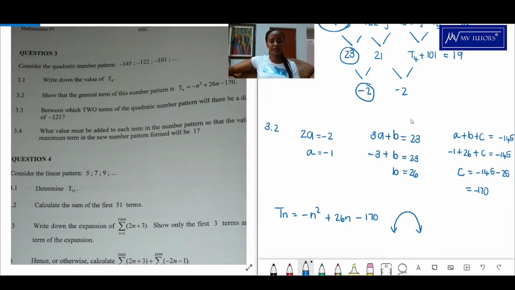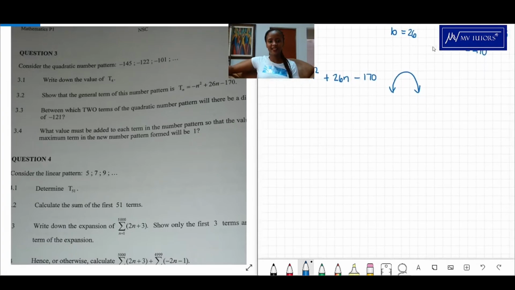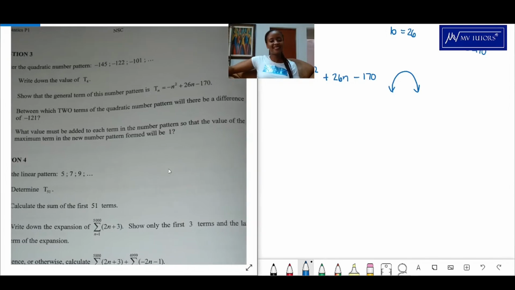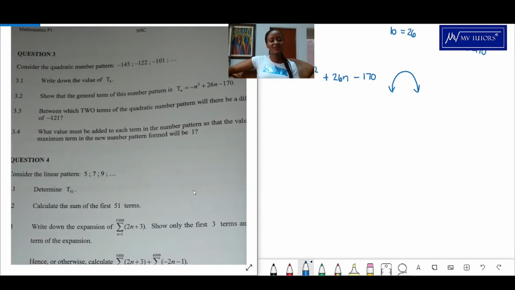So moving forward, 3.3, it says between which two terms of the quadratic pattern will there be a difference of -121? Okay, if I have a look again at my pattern, this is 3.3.